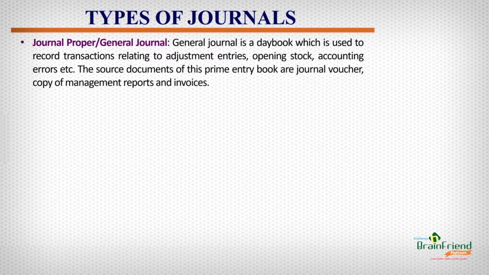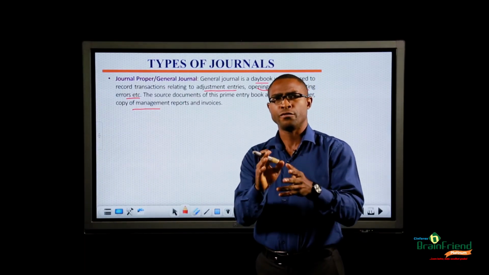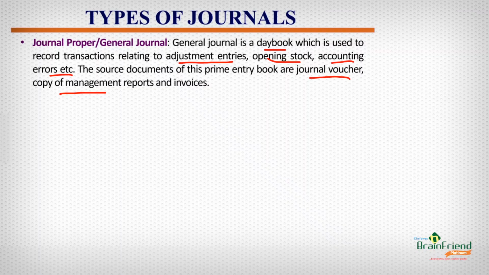Then we have the journal proper or your general journal. The general journal is a day book which is used to record transactions relating to adjustment entries, opening stocks, accounting errors. The source document of this prime entry book are journal vouchers, copy of management reports, and invoices. General journals contain all the transactions from other journals, just for your comprehensive look.